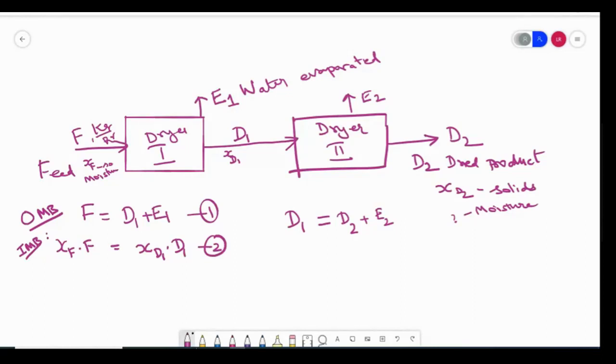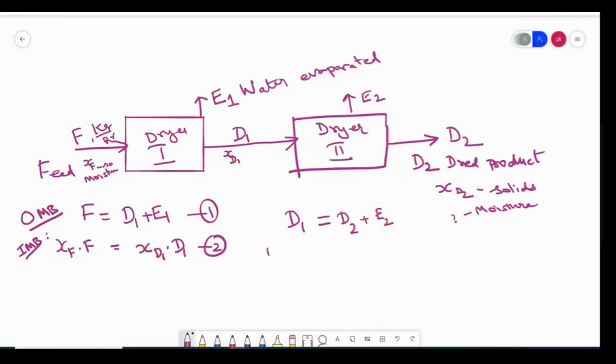How moisture is usually removed is, usually we supply air. Dry air will be supplied. Okay. Dry air will be supplied, and while leaving, it will carry some amount of moisture along with it. Okay. So that way, that water will be evaporated. So E1 is the amount of moisture removed in dryer one. D1 is the product, and XD1 is its solids fraction.